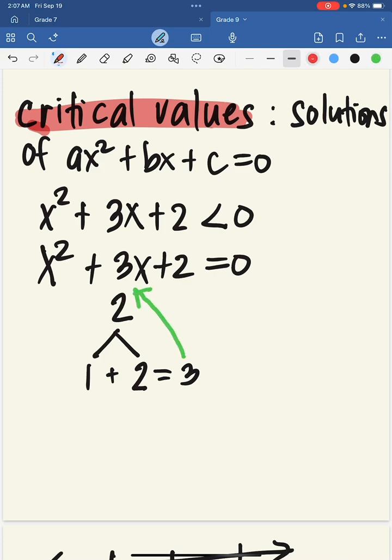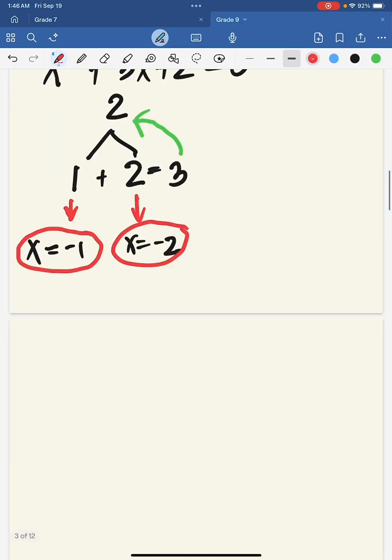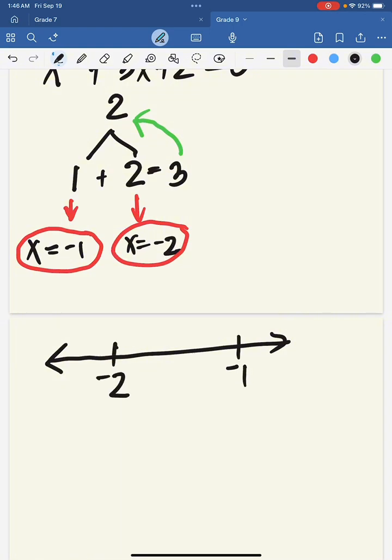So 1 and 2, obviously, because 1 plus 2 is 3, which satisfies our bx. And using a lazy method, we could just turn each number into its opposite. So the opposite of 1 is negative 1, and for 2 it is negative 2. In the number line, we have it here. Let's have negative 2 and negative 1. So basically, for the number between the two, let's just put negative 1.5.